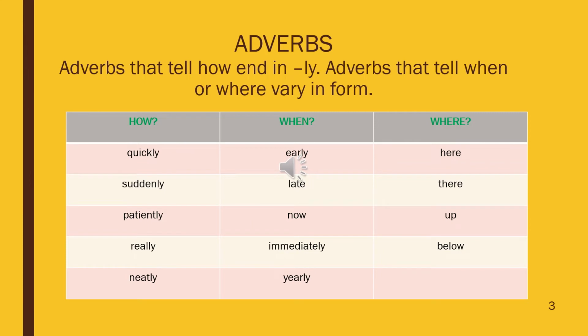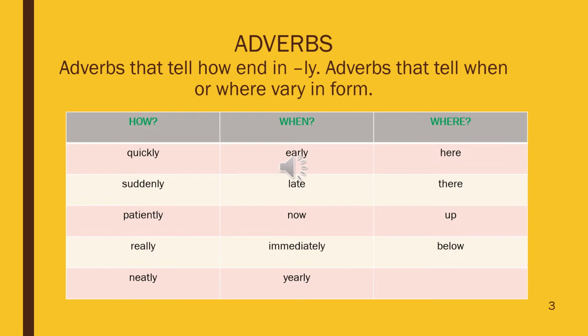On page number 3, we are going to continue talking about adverbs. Adverbs that tell how and end in ly. And here, under how, we have a list of adverbs that we can use to answer the question how. The first one is quickly, suddenly, patiently, really, and neatly. One more time. Quickly, suddenly, patiently, really, and neatly.